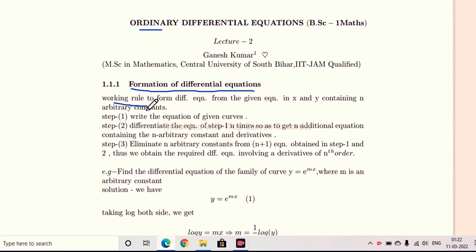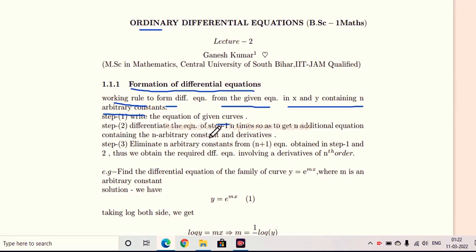Working rule to form a differential equation from the given equation in x and y containing n arbitrary constants. It means n parameters. Step 1, write the equation of the given curve. We write it here as y equal to f(x, c1, c2, ..., cn).